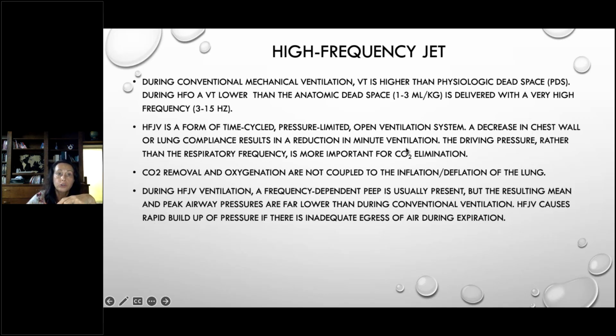Then the driving pressure is much more important for CO2 elimination than actual respiratory frequency. The CO2 removal and oxygenation are not coupled, but they happen at the same time. They're not happening sequentially, and they do not depend on inflation or deflation of the lung.